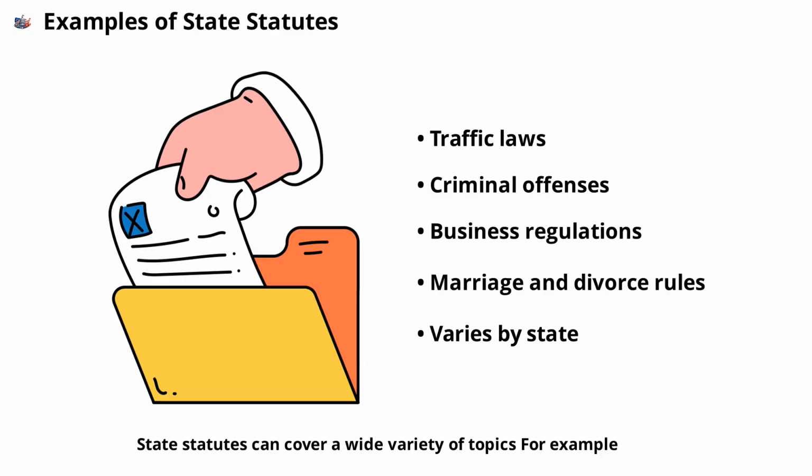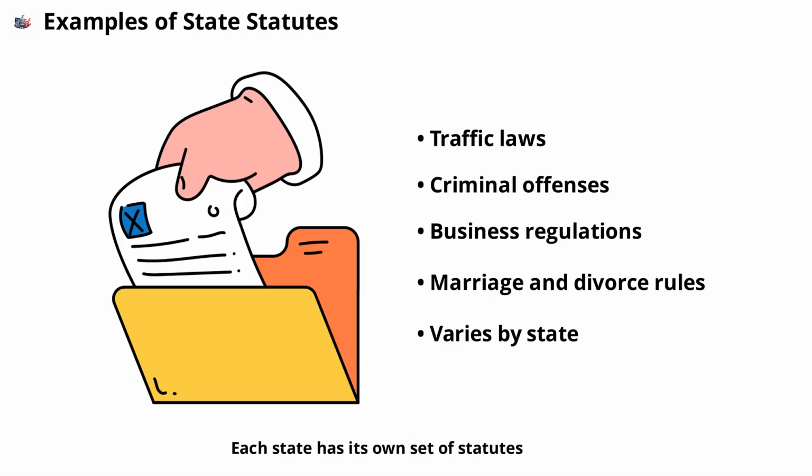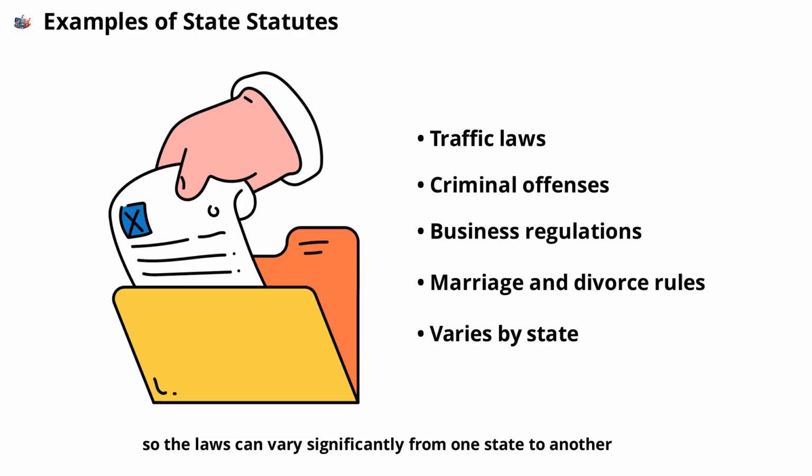State statutes can cover a wide variety of topics. For example, traffic laws, such as speed limits and rules for obtaining a driver's license, are typically governed by state statutes. Other examples include criminal laws defining offenses like theft or assault, regulations for businesses operating within the state, and rules regarding marriage and divorce. Each state has its own set of statutes, so the laws can vary significantly from one state to another. This diversity allows states to address the unique needs and values of their residents.